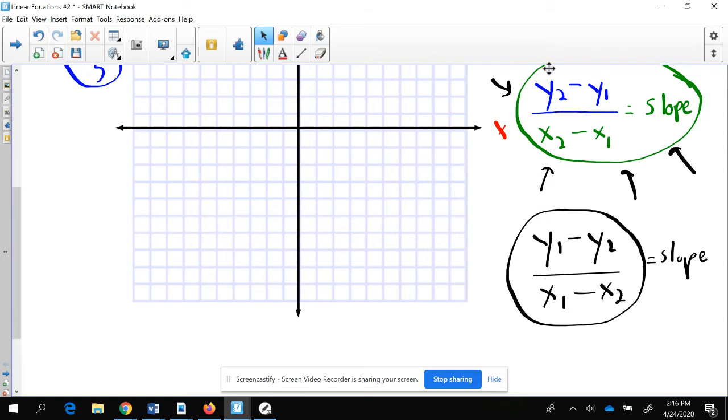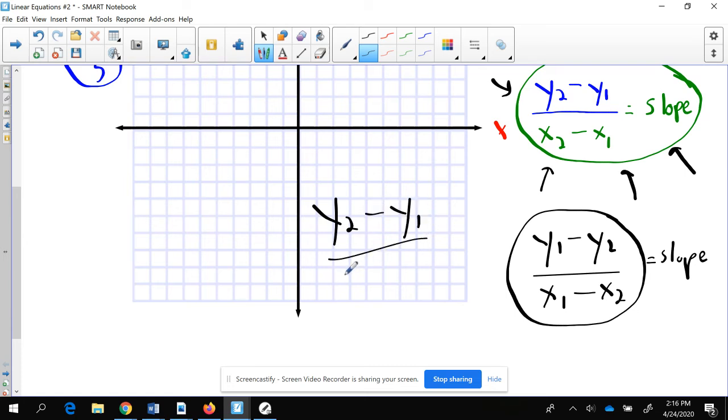But we always write it this way because a lot of times this gives you 2 negative numbers, which is perfectly fine. You can still solve it that way. We normally use this one right here, but you can also use this one. What I don't want you guys to do is you can never use this. You can never take y2 minus y1 over x1 minus y2.